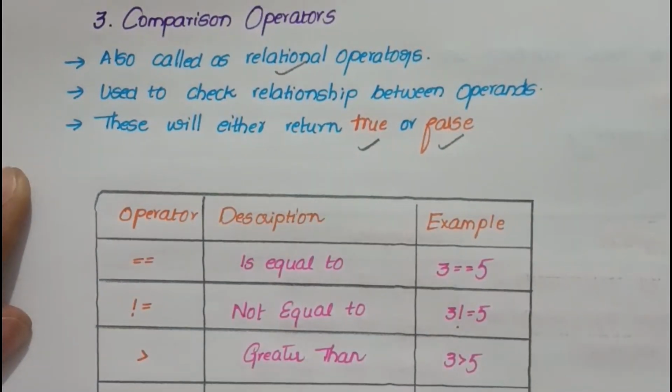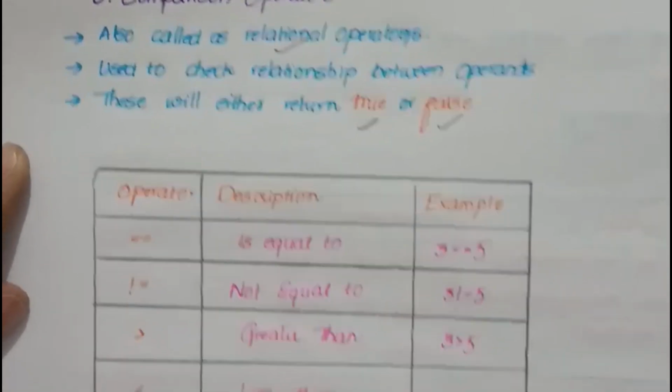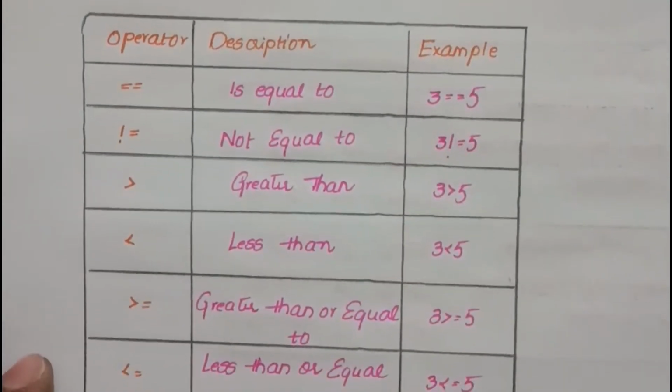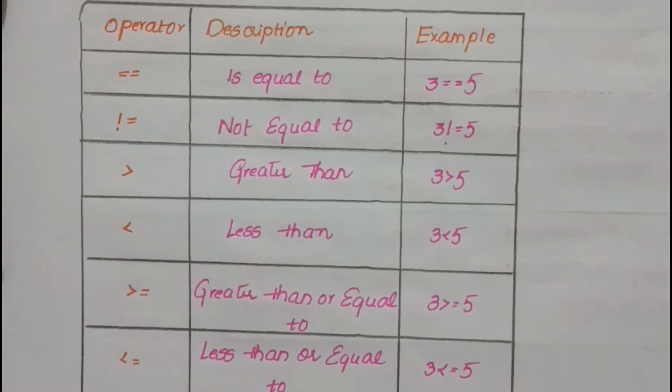These comparison operators are used mostly when we want to check some conditions before executing a block of code. These are the different types of comparison operators available in Java.